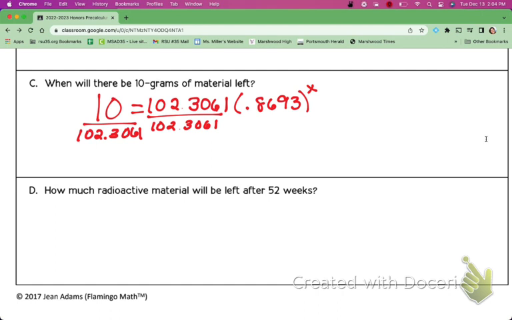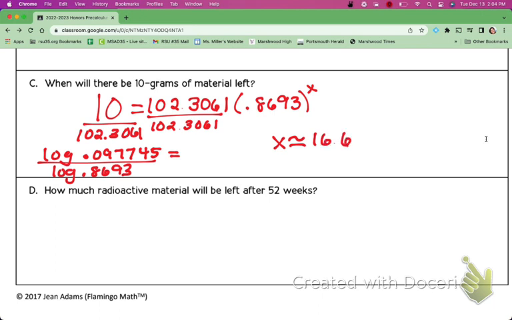So 10 divided by 102.3061 is about 0.097745. I'm just going to leave that on my calculator because then I'll do a log of that and divide it by a log of 0.8693. So log, second negative, gets you your last answer, divided by log of 0.8693. It's about 16.6019 weeks. This is when we would be about at 10.